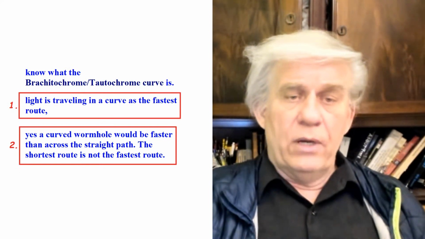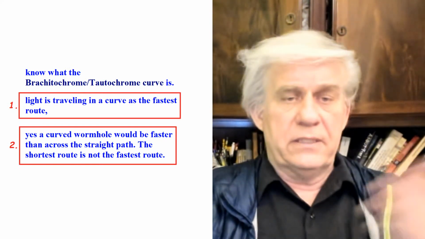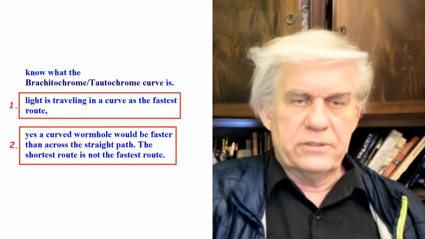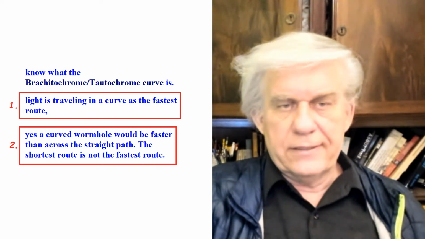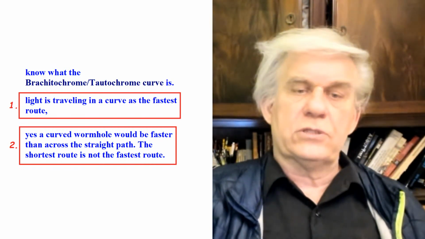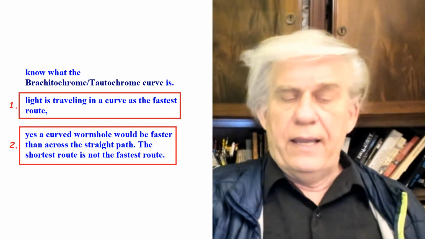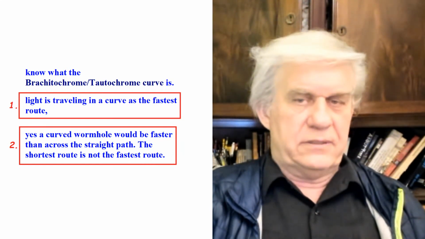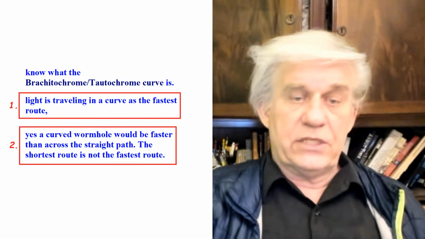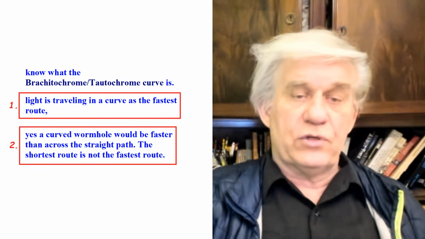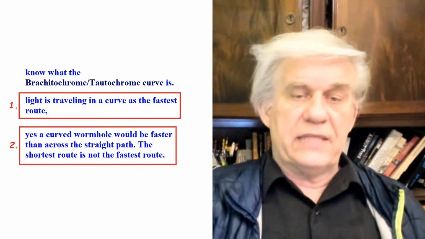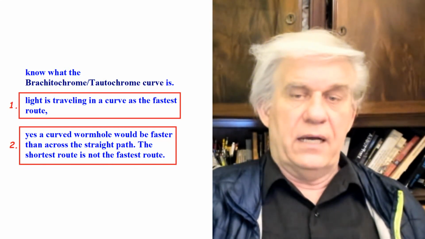He says, he misspelled it. I think he's a foreign student or something, maybe Arab or Chinese who's still learning English or whatever. It's the Brachistochrone Curve. And he says, light is traveling in a curve as the fastest route. And he says, yes, a curved wormhole would be faster than across the straight path. He's convinced of this. The shortest route is not the fastest route.